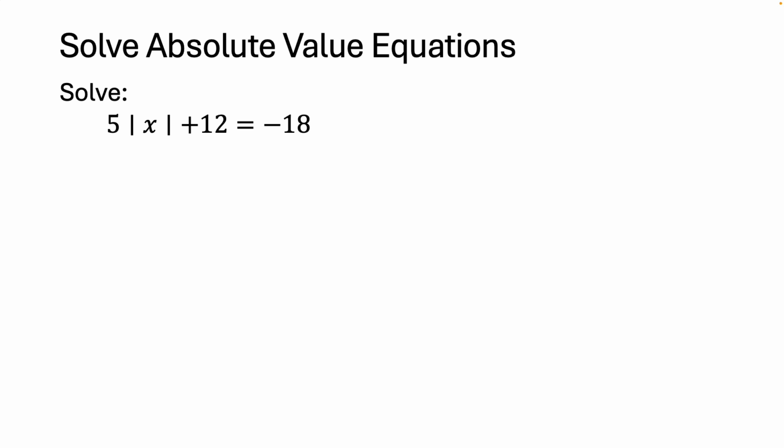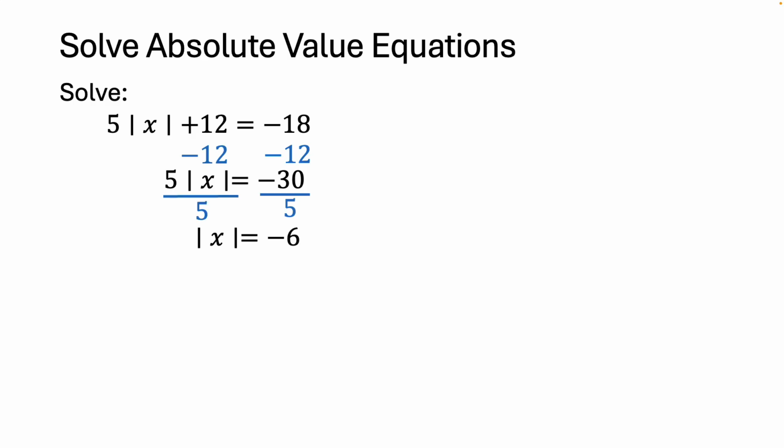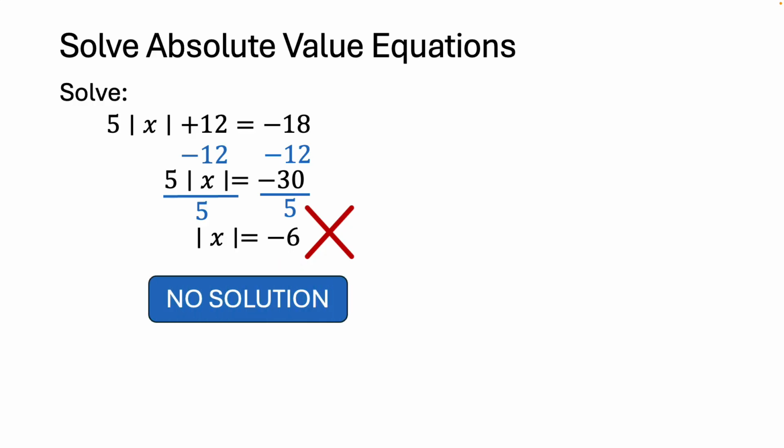And finally, let's solve the problem 5 times the absolute value of x plus 12 is equal to negative 18. The first thing we need to do is to isolate the absolute value of x. To do this, we'll start by subtracting 12 from both sides. That leaves us with 5 times the absolute value of x is equal to negative 30. Dividing both sides by 5, we get the absolute value of x is equal to negative 6. It looks like a is equal to negative 6 in this problem. Since a is negative, and we know the absolute value of x can never be equal to a negative number, we know that this equation has no solution.